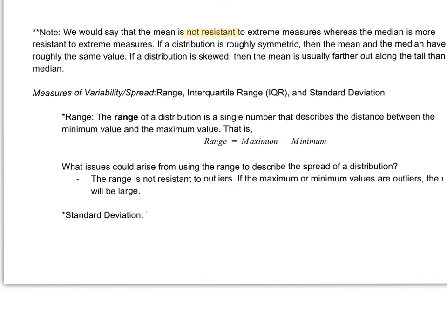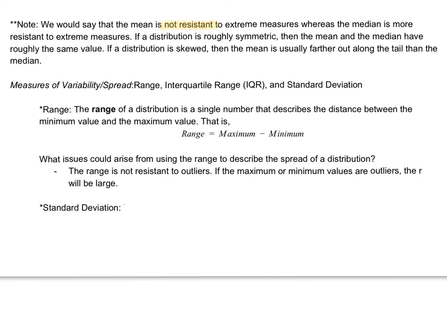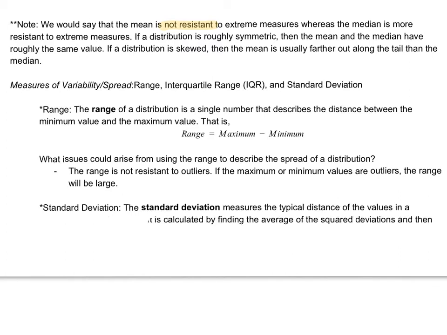If our maximum or minimum value happens to be an outlier, then it would cause the range to be a very large number. One of the better measures of variability that we use is called the standard deviation. A standard deviation measures the typical distance in a distribution from the mean. So typically, how far do these values vary around the mean? Are they really close to the mean, or are they farther apart?